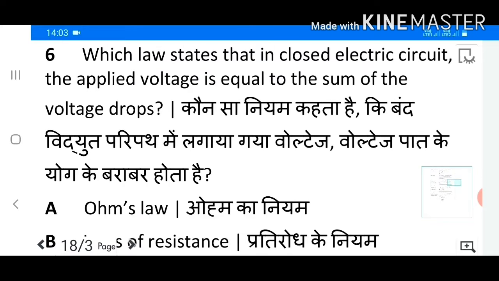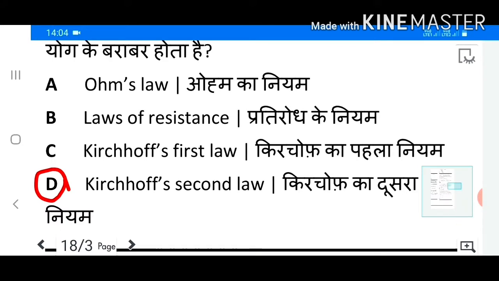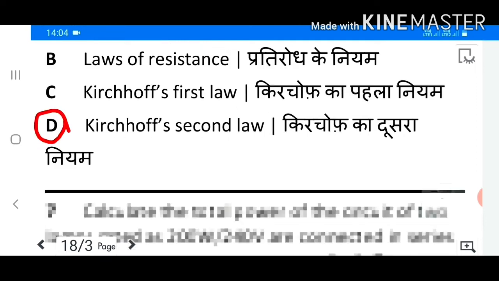6. Which law states that in closed circuit the applied voltage is equal to the sum of the voltage drops? Answer D. Kirchhoff's second law.